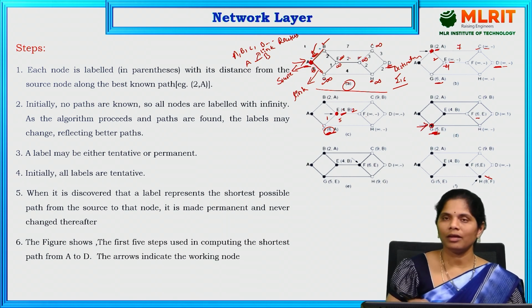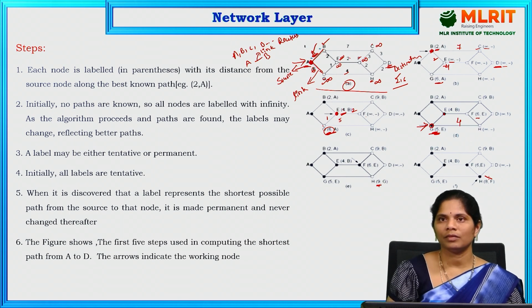From that 5, what are the neighboring nodes? Already this one is visited, no need to go that route. What is the next node here? G to H. What is the cost here? 4. Here we wrote 4. Here 5 is there, 5 plus 4 is 9. So here we wrote 9. That is the condition. So the next node is H.